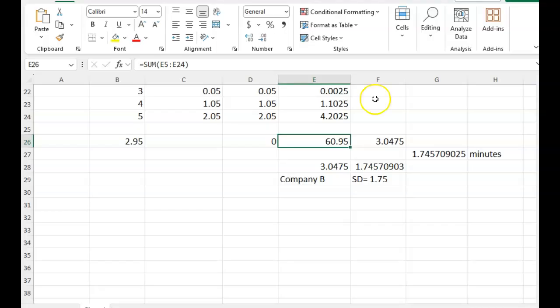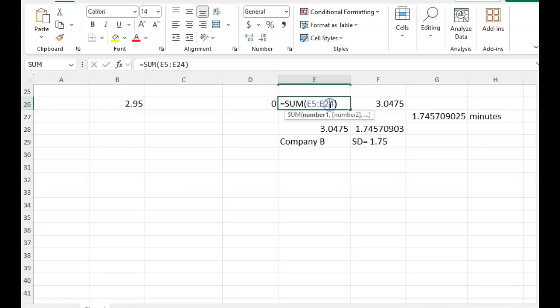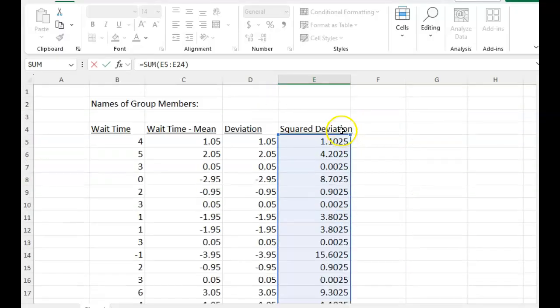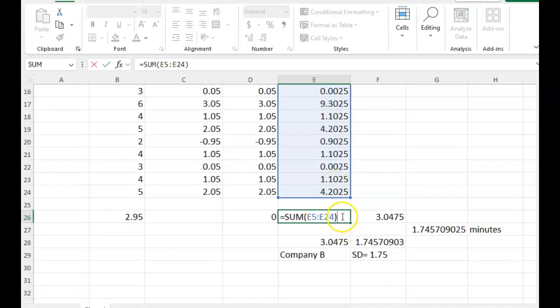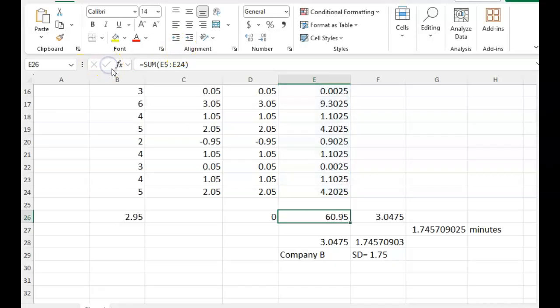Alright, so to add the squared deviations, go to a cell and just double click and let's write the equation. Press equal sign and then type sum and then double click on the function for sum. And then you have to highlight all those cells to add them. So scroll up and click on the first cell and then just drag that blue box all the way down. And it'll add all of these square deviations. Okay? And then press enter. And you should get 60.95.